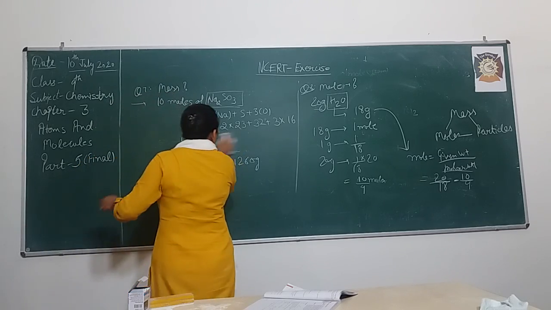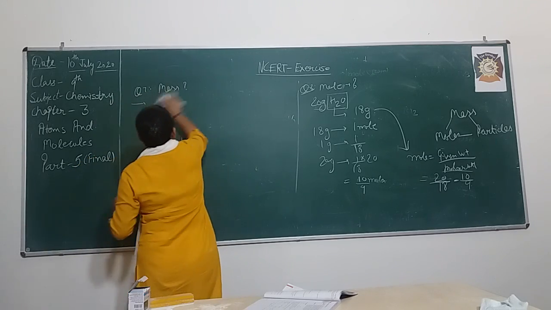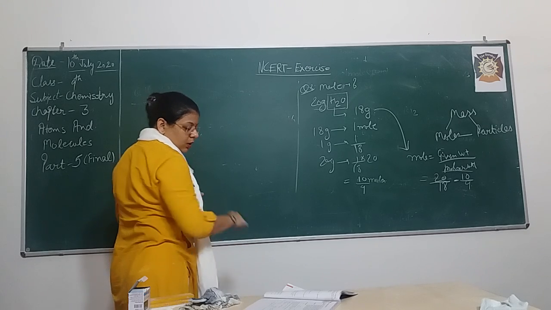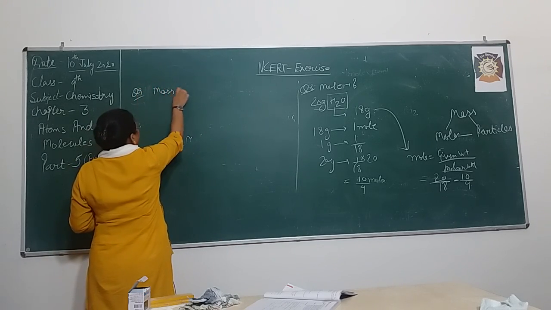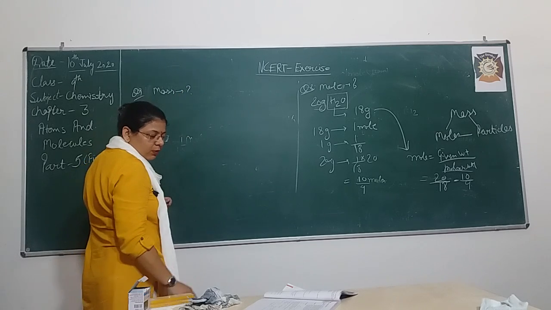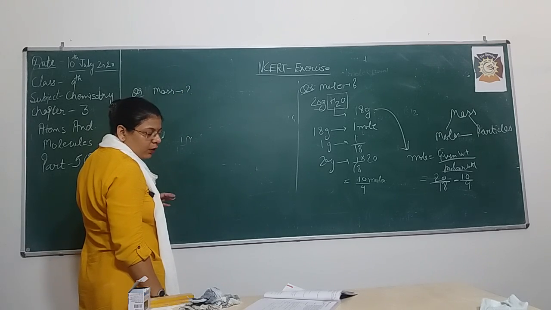In question number 9, what are we given? We are given the number of moles and he wants us to calculate the mass. We are given 0.5 moles of water molecule.